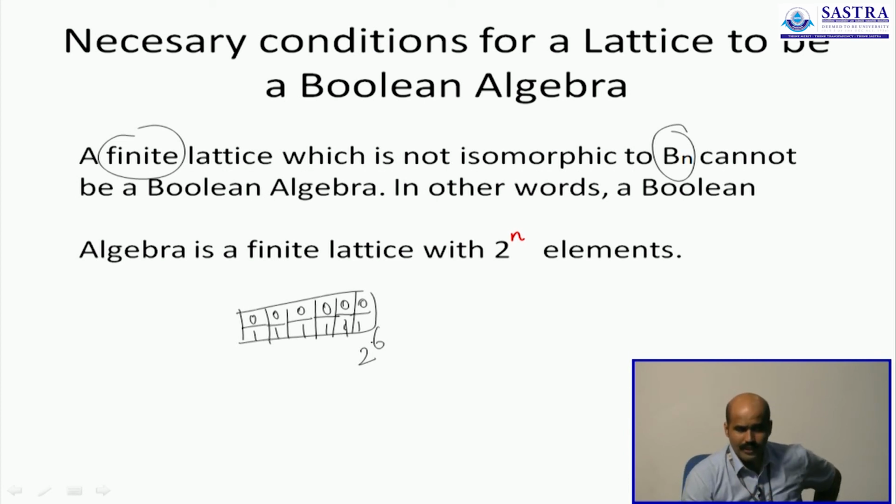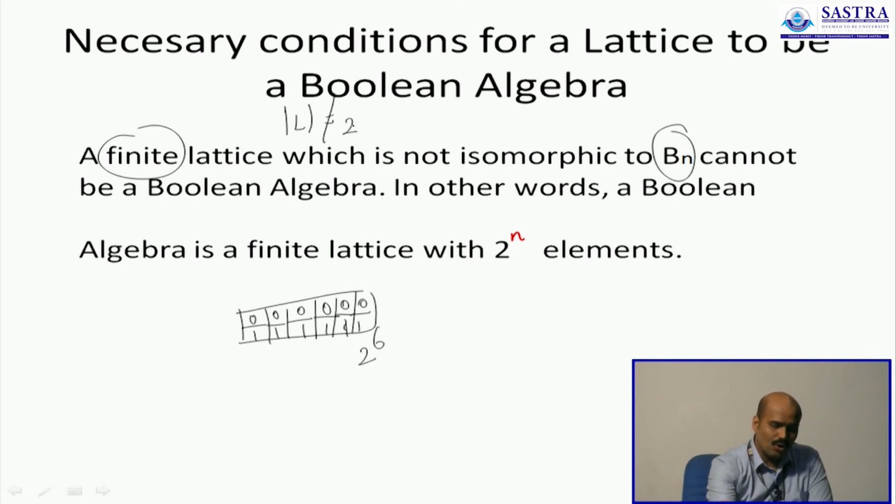Now what does the condition say? Any finite lattice L whose number of elements is not 2 power n, because you'll obviously have 2 power n elements in Bn, cannot be a Boolean algebra.